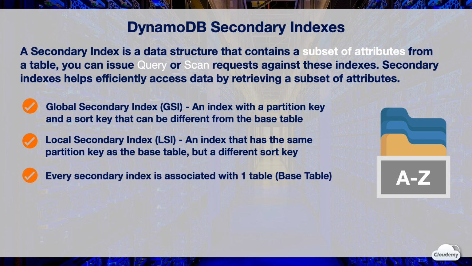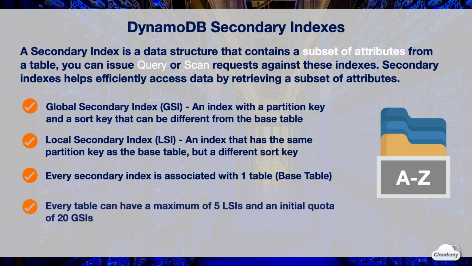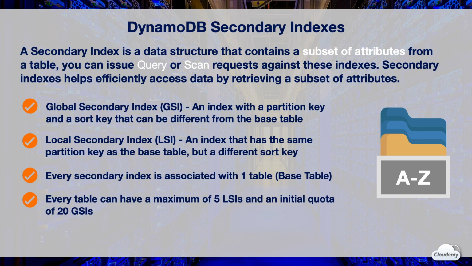Every secondary index is associated with exactly one table. When you create an index, you define an alternate key for the index, such as a partition key and a sort key. You also define the attributes that you want to project or copy from the base table into the index. DynamoDB copies these attributes into the index, along with the primary key attributes from the base table. You can then query or scan the index, as you would query or scan the table. Every DynamoDB table can have a maximum of 5 LSIs, and an initial quota of 20 GSIs. You can request a quota increase of GSIs using AWS support.